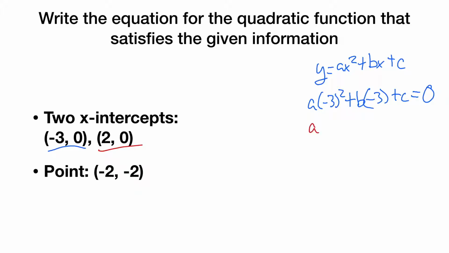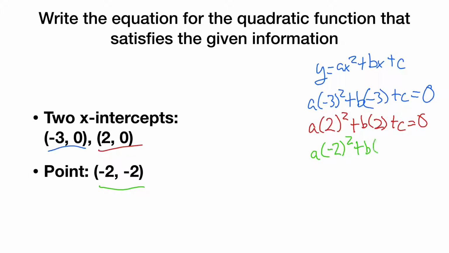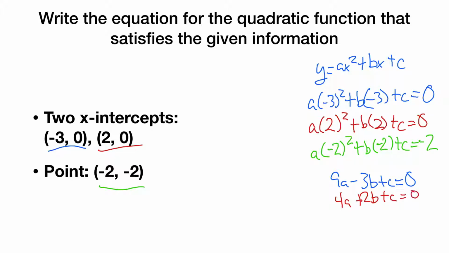Now let's try that again: a times 2 squared plus b times 2 plus c equals 0. And finally, a times negative 2 squared plus b times negative 2 plus c equals negative 2. At which point our final versions are 9a minus 3b plus c equals 0. On the next one, 4a plus 2b plus c equals 0. And finally, 4a minus 2b plus c equals negative 2.